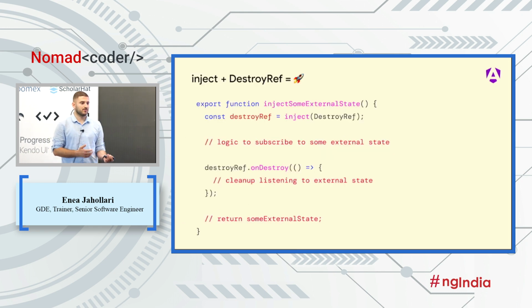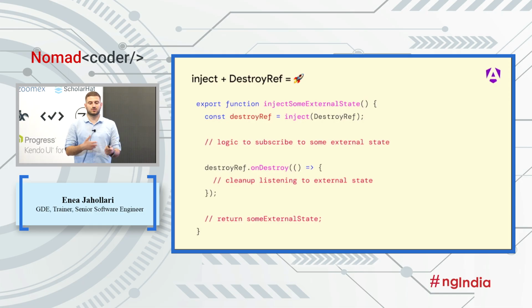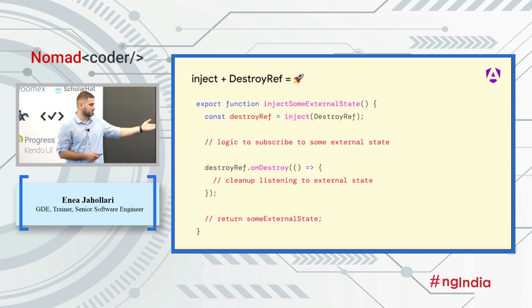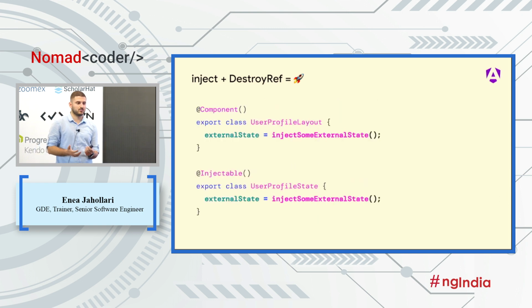And for example, we can use them for injecting some external state. We can say, here's a function, injectExternalState. Inside of it, we can inject DestroyRef and inject, because they allow it. And of course, we can subscribe to some external state and also clean up in the same place, so we can group all this logic together. In the end, we can either return some external state or do some side effects that don't need anything to be returned. And we can use it as normal, like externalState equals injectExternalState.